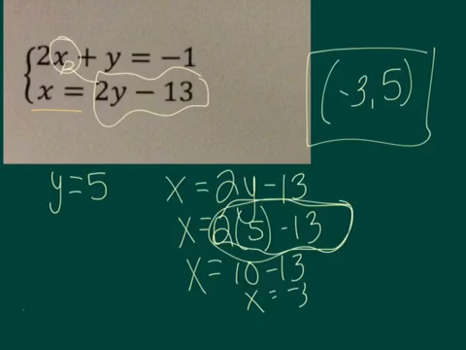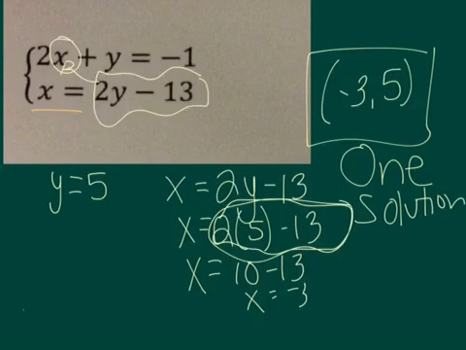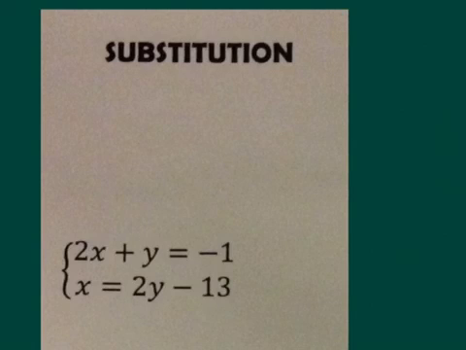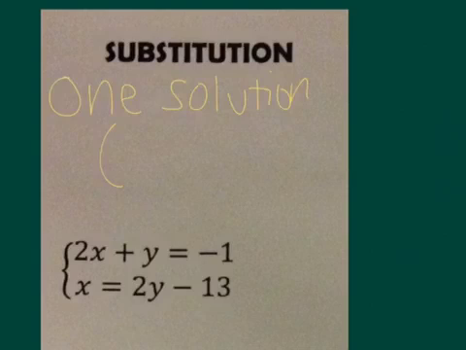So how many solutions did we get? This system had one solution, and it's negative 3, 5. So at the top under where it says substitution, I want you to write one solution. And when there's one solution, we give the coordinates negative 3, 5.